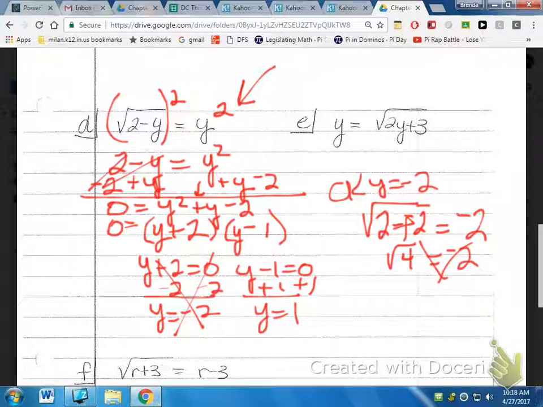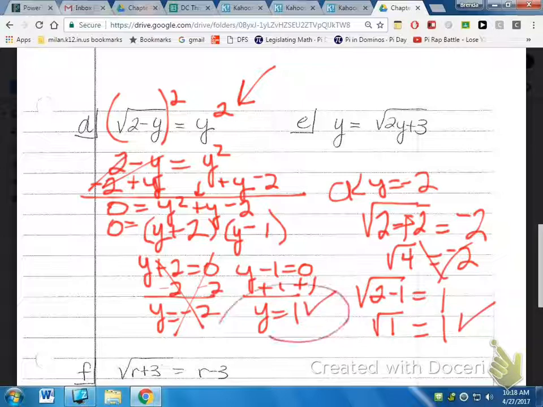You have to test the 1. So you would say radical 2 minus 1, is it equal to 1? And radical 2 minus 1 would be square root of 1. And what is the square root of 1? 1. So this would be a correct answer.